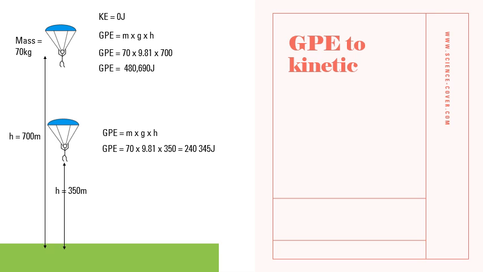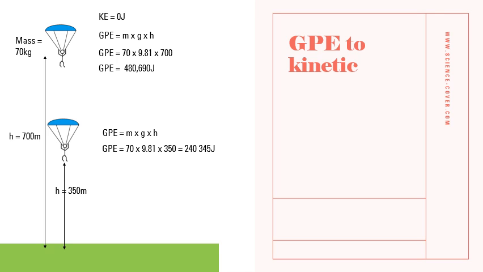The mass hasn't changed, it's still 70. G is 9.81, height now is 350, so his gravitational potential energy is 240,345 joules, which is half of what we started with. This makes sense because he is halfway from the starting position to the ground.